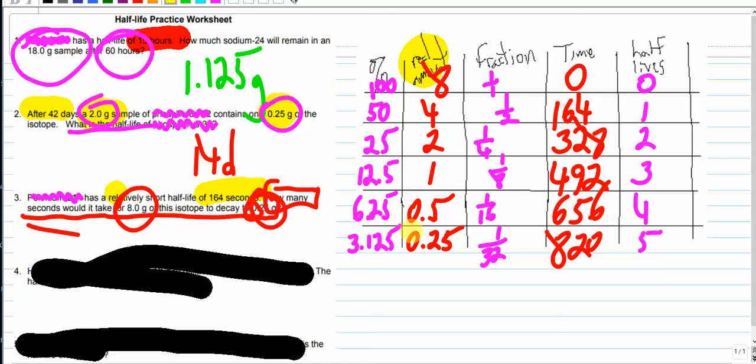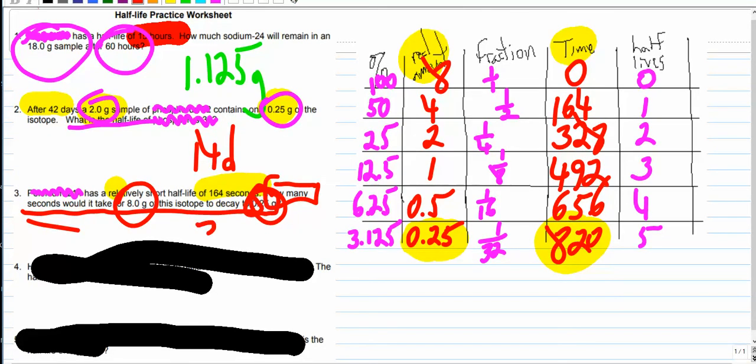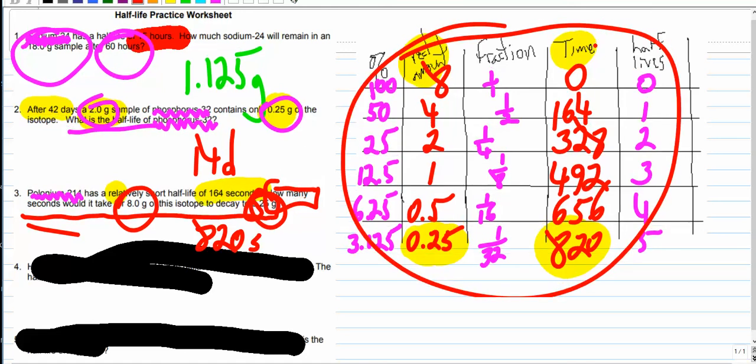Okay, so the question says, how many seconds would it take for that to become 0.25 grams? So right here, 0.25, this is the one we're interested in. How many seconds? That's time. That's 820 seconds. So our answer there is 820 seconds. There you go. There's a 7.5-minute video on using this little table to solve half-life problems.